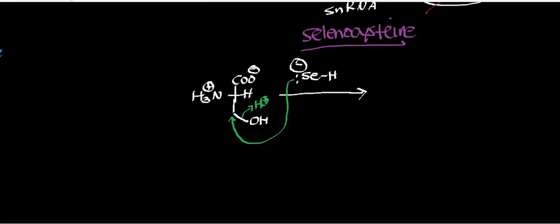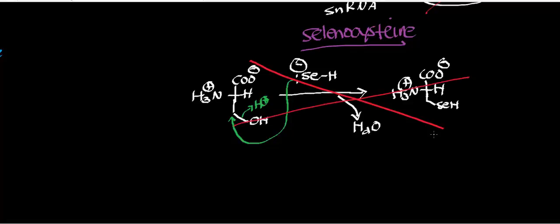And if you did that, then notice you'd end up with two molecules. Number one, you'd end up with selenocysteine, right? And then, of course, you'd end up with water. And that seems like an efficient synthesis, but it turns out that this is not what happens. This is not how you synthesize selenocysteine. It's actually a little bit more of a complicated process.